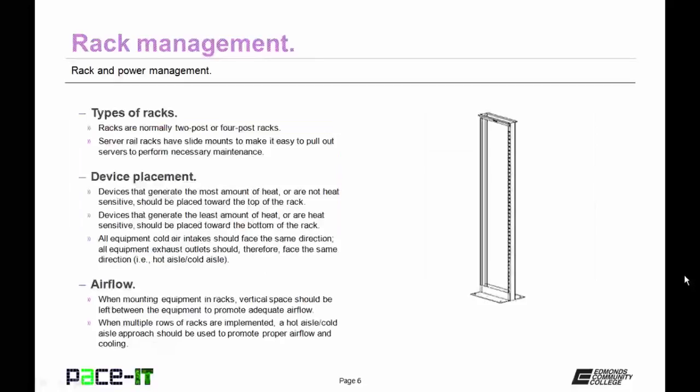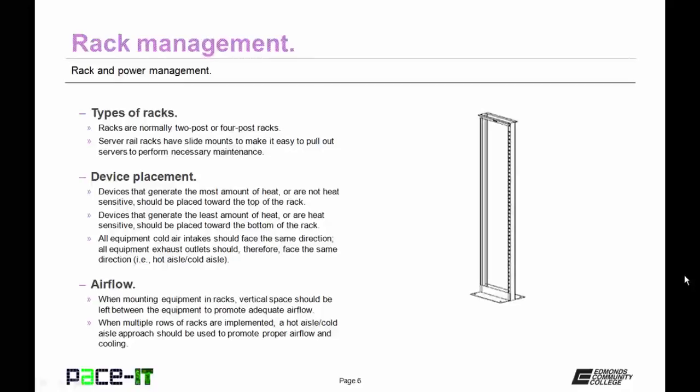There are several different types of racks. Racks are normally either two-post or four-post racks. They may be freestanding, or they may be floor-mounted. Server rail racks have slide mounts to make it easy to pull out servers to perform necessary maintenance.